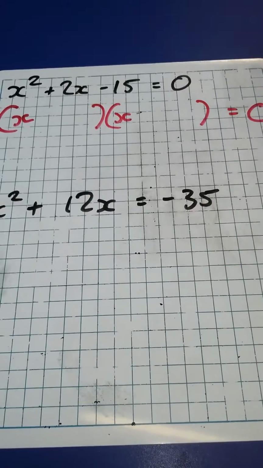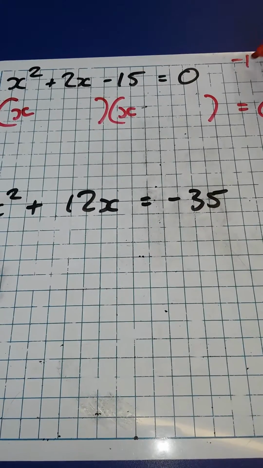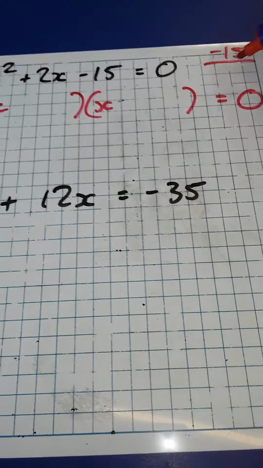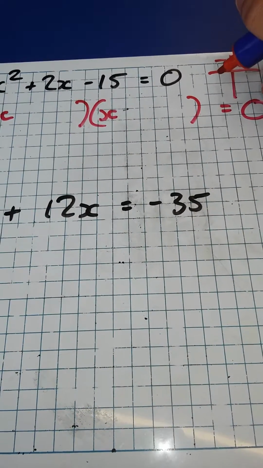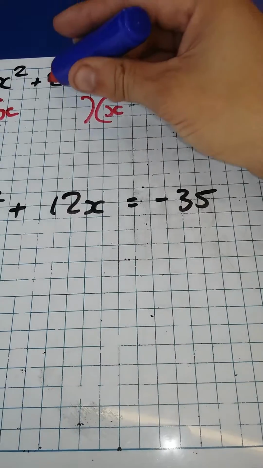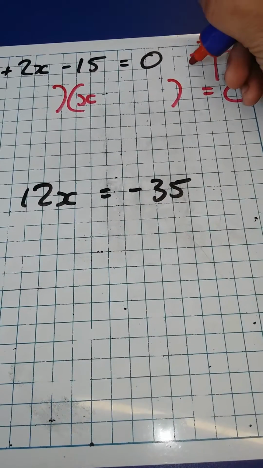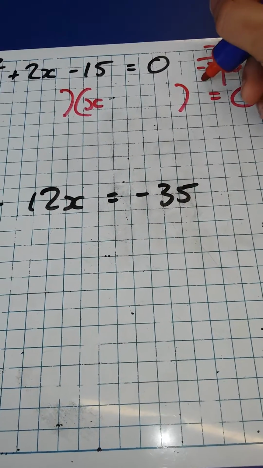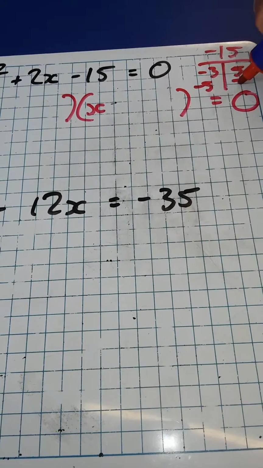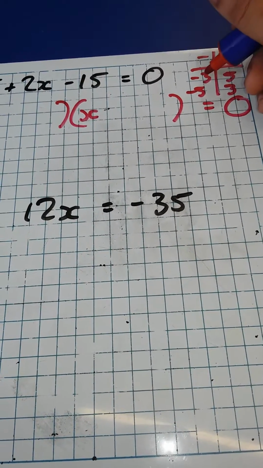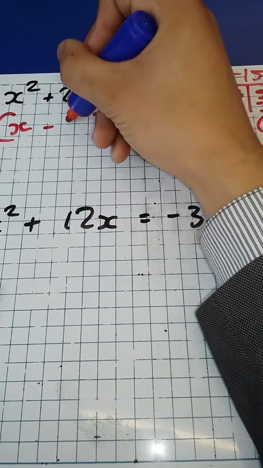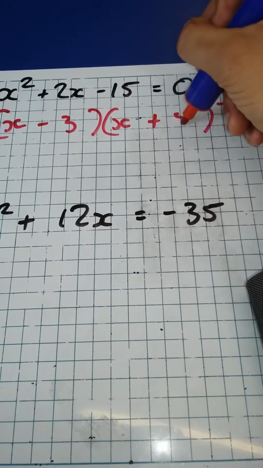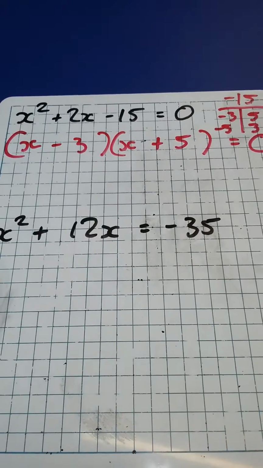So look at minus 15 and think of the pairs of factors that could add up to positive 2. So we've got minus 3 and 5, negative 5 and positive 3. So minus 3 add 5 is positive 2. So in our brackets we're going to have (x minus 3)(x plus 5) equals 0.